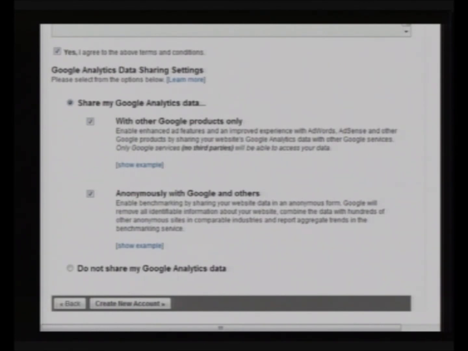These are the privacy settings that you would be agreeing to. You notice right at the top of the screen, if you can read the tiny text, it says, yes, I agree to the above terms and conditions. I left out the legal agreement.